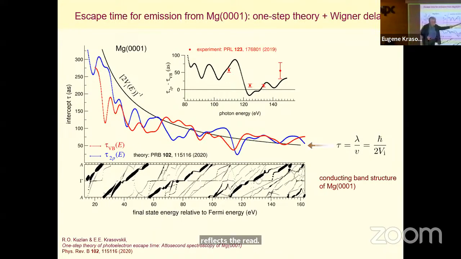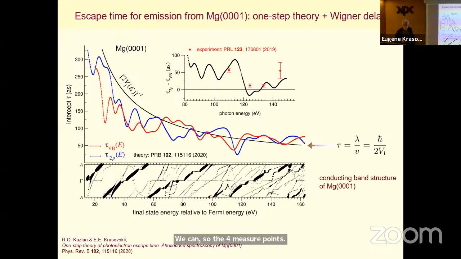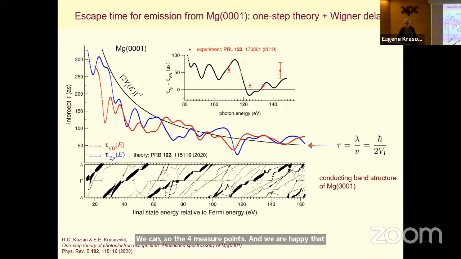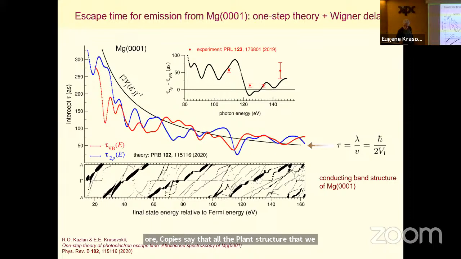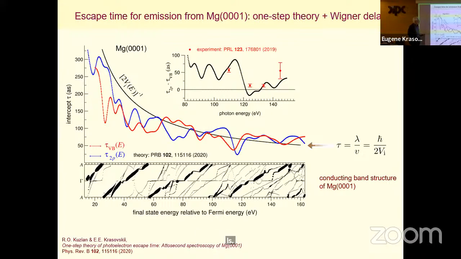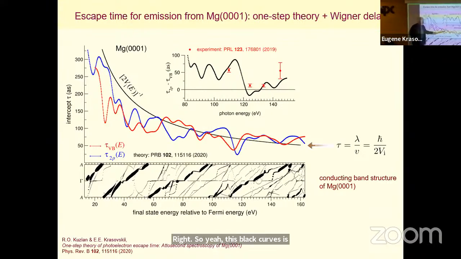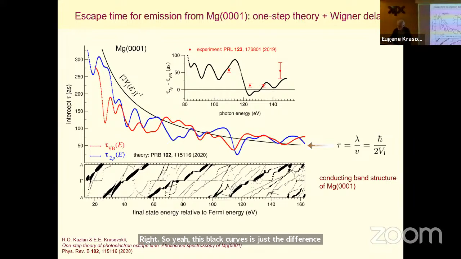We can further compare it with the experiment, so the 4 measured points, and we are happy that the calculations do not contradict the experiment, although I cannot say that it agrees, because one needs, of course, more energy points to convincingly say that all the fine structure that we have is really existing. So this black curve is just the difference of these two curves. That's the relative escape time, that's what they can measure.